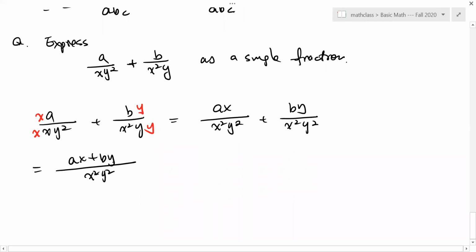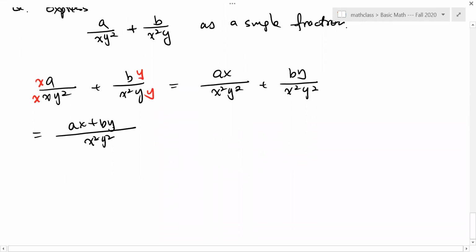Okay. So now let's take a look at some fractions over fractions. Remember, a over b, c over d. That's a fraction over fraction. It will be a over b times d over c. Turn this upside down. Then it will be ad over bc, right?